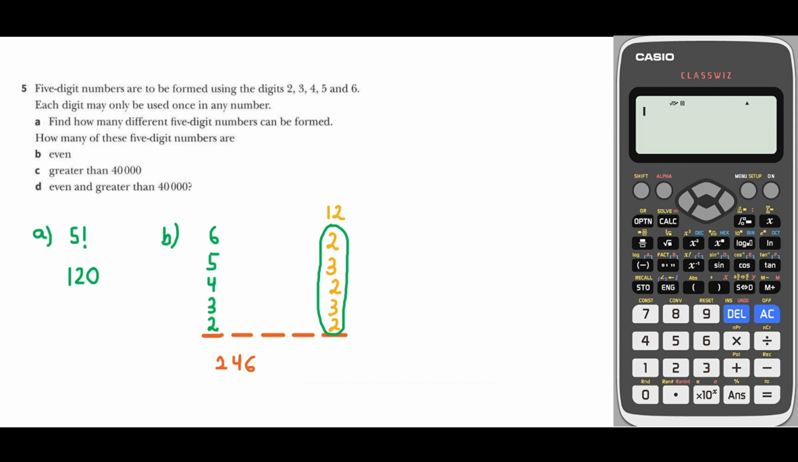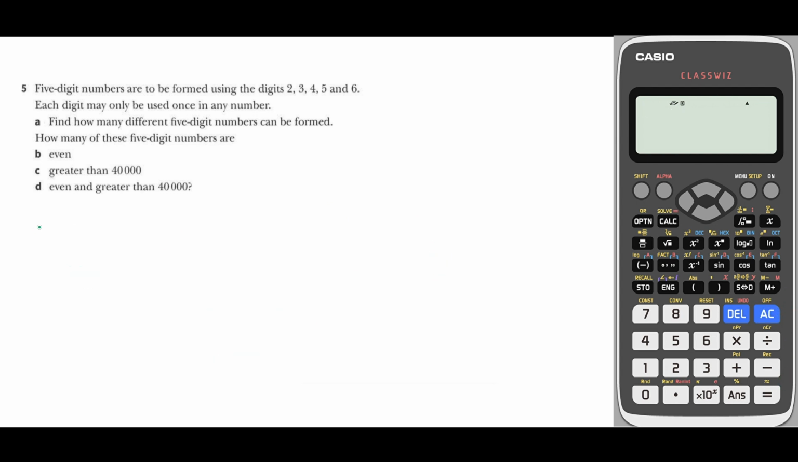Okay, so when we decide the first digit and the last digit of the number, we are left with 3 numbers to arrange in 3 spaces, which can be calculated through 3 factorial. Multiply 3 factorial by 12 to get the answer. 72 is the answer for this part. Moving on to Part C. Find the number of 5-digit numbers that are greater than 40,000.